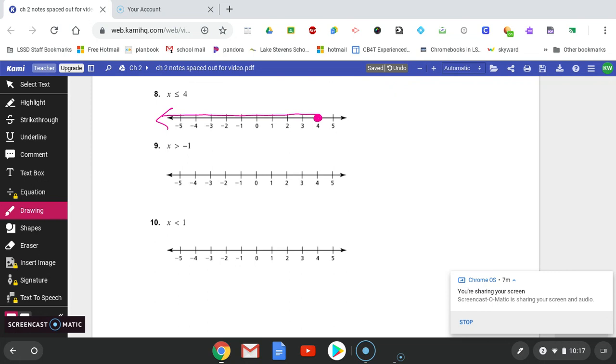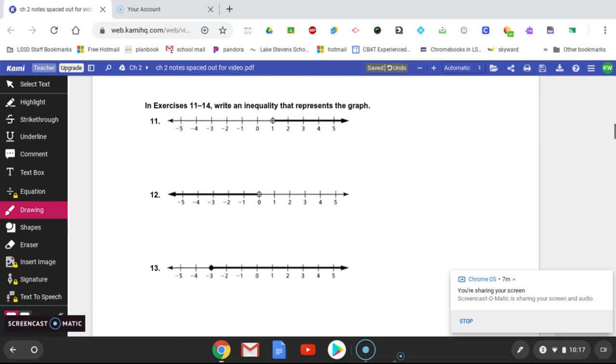Okay, number 9, x is greater than negative 1. So we would have an open circle this time on negative 1 because it's not greater than or equal to, it's just greater than. It means negative 1 is not actually included. And because it's greater than, we'd have the arrow going to the right. For number 10, we have x is less than 1. Again, this would be an open circle because it doesn't actually include 1, and it would be everything going to the left from there.